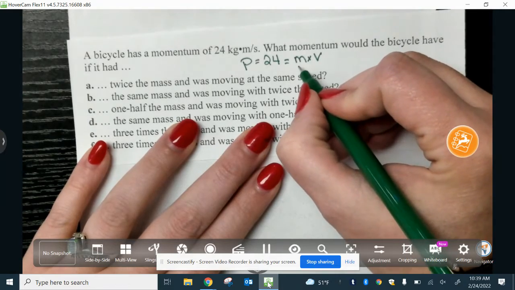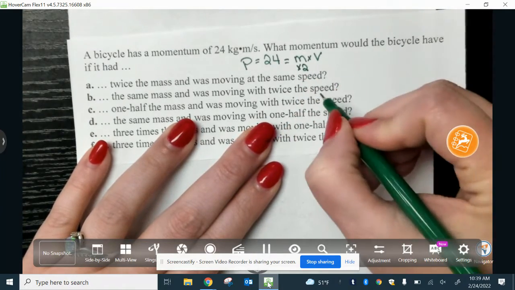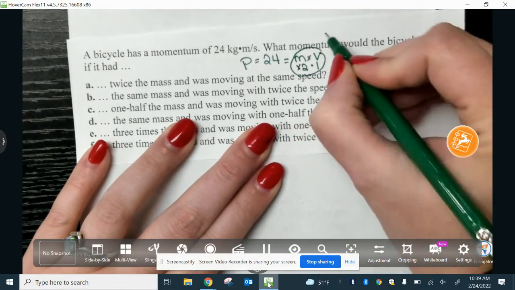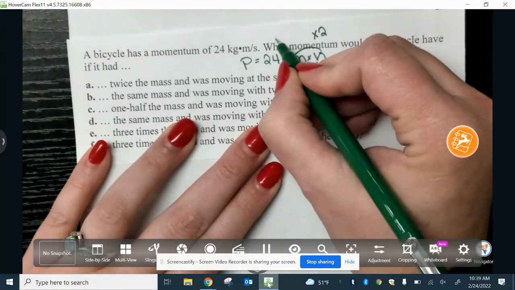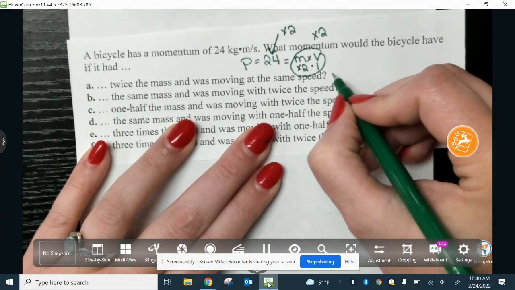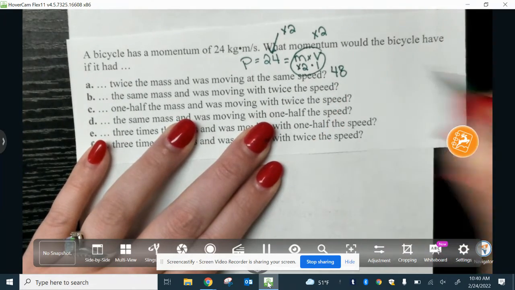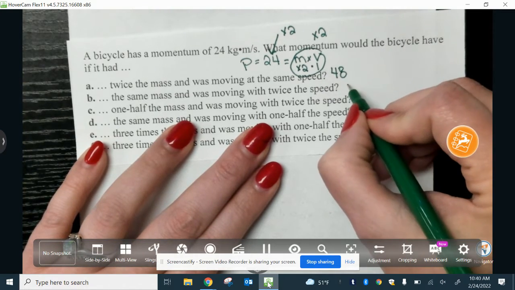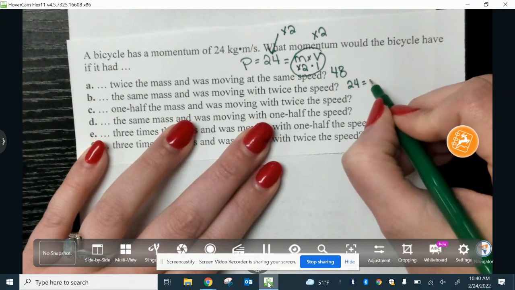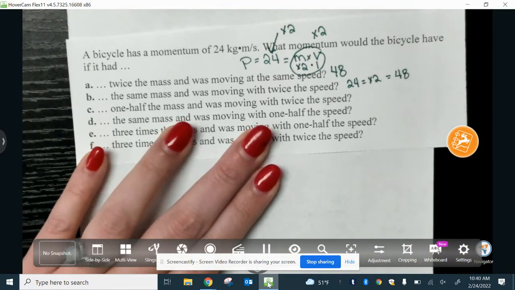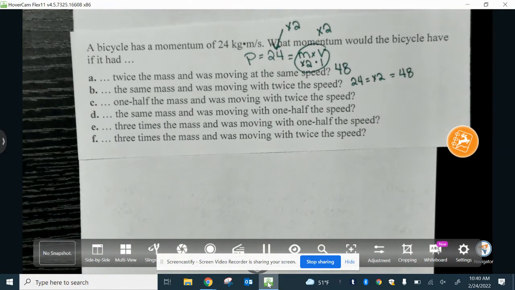Okay, so A says if it had twice the mass and moving at the same speed, which means these are multiplied together, so I would multiply that mass times 2. The velocity stays the same. So I'm multiplying this side by 2. I need to multiply this side by what? By 2. 24 times 2 should be 48. You're going to see that times 2 is the same because mass and velocity have the same impact on the momentum. They both count equally.